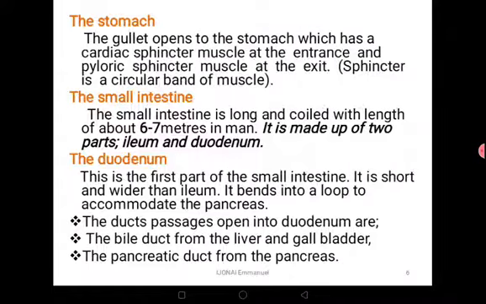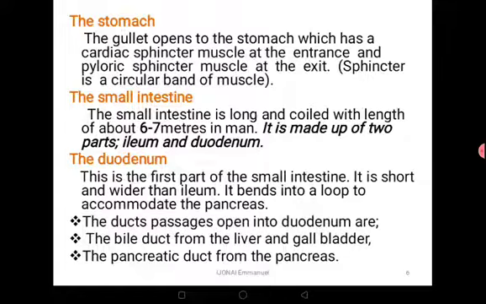Okay, let's proceed. After the gullet or the esophagus, we have the stomach. The gullet opens into the stomach, which has a cardiac sphincter muscle at the entrance and a pyloric sphincter muscle at the exit. A sphincter is a circular band of muscles. The cardiac sphincter regulates the entry of food into the stomach, and the pyloric sphincter regulates the exit of the food.